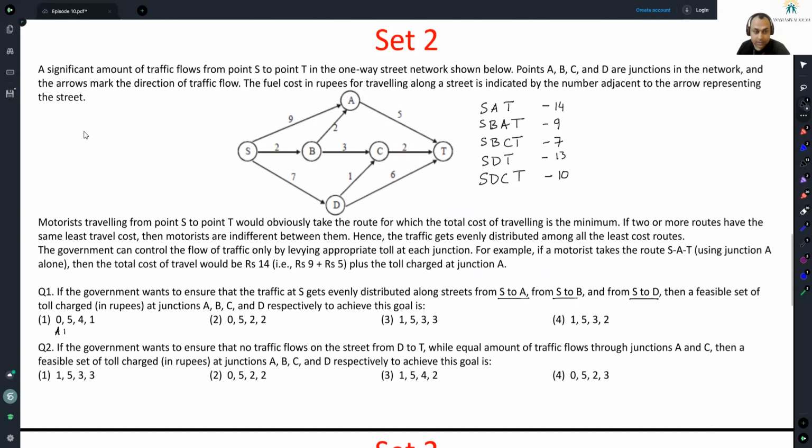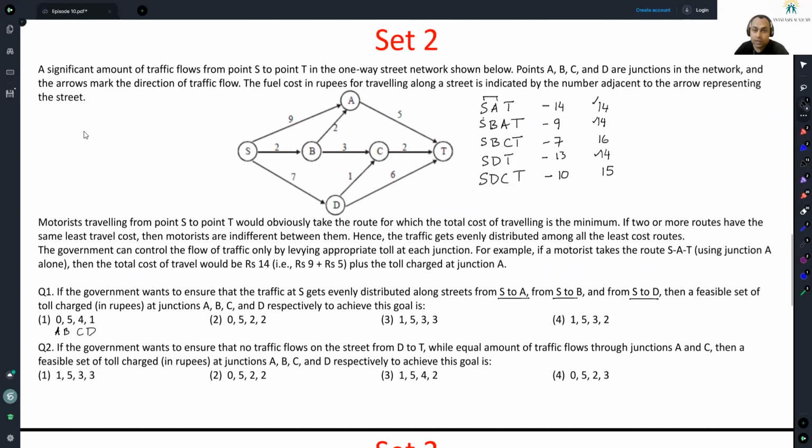This is the charge for A, this is the charge for B, this is the charge for C, this is the charge for D. So SAT will continue to remain 14. SBAT, 5 has increased, so this will also become 14. SBCT, 9 has increased, so this will become 16. SDT will become 14. And last SDCT, 5 more, will become 15. Now see, which are the least cost routes? These 3 routes are the least cost routes.